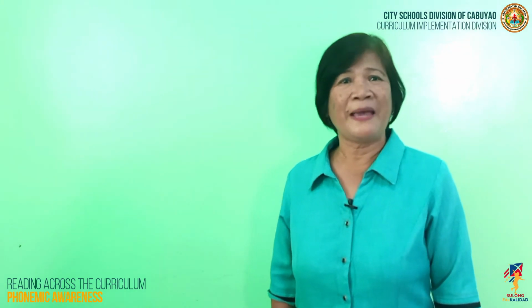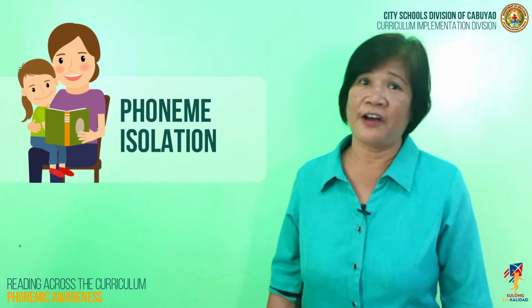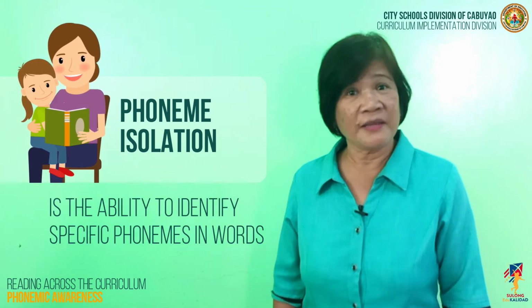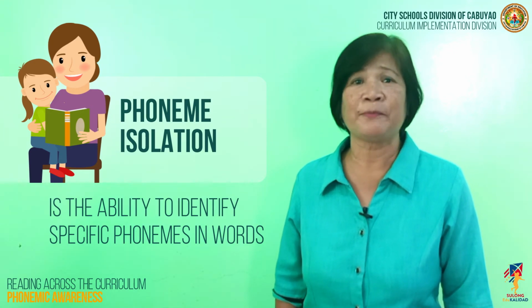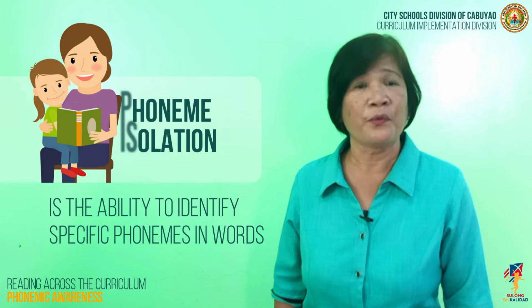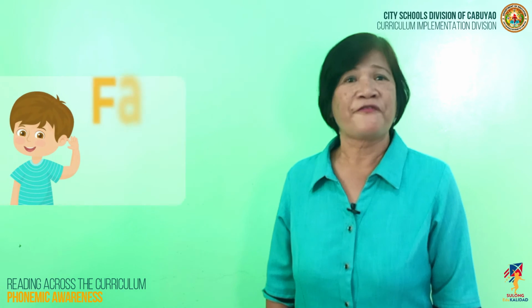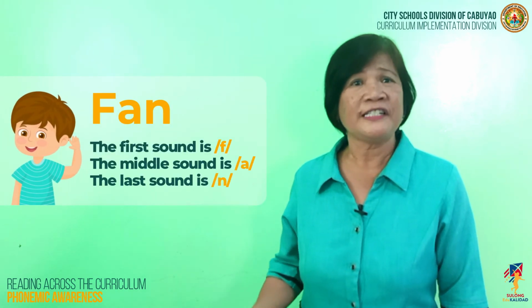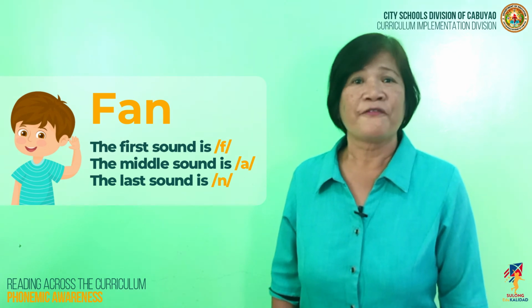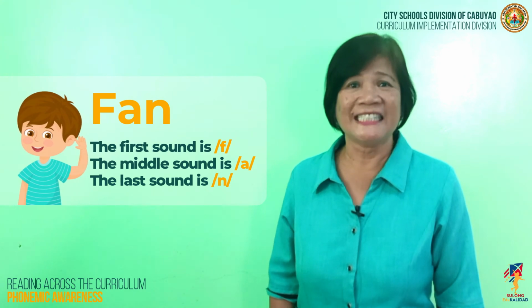The next basic skill in phonemic awareness is phoneme isolation. What is phoneme isolation? Phoneme isolation is the ability to identify specific phonemes in words. Example: fan, fan. The first sound is f. The last sound is n.